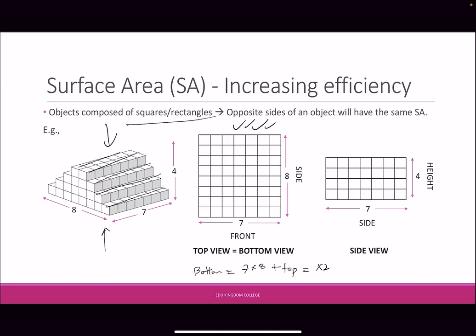And the same goes for the sides as well. When we look at it from this view, this is the type of image we get. We just need to do 7 times 4 multiplied by 2, for the other side as well.